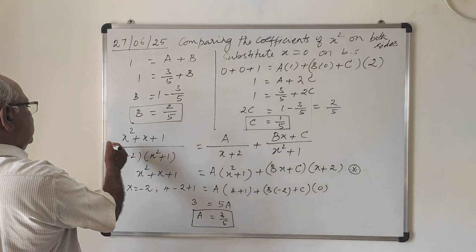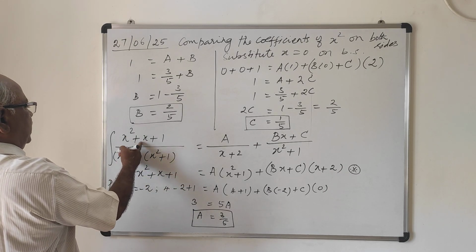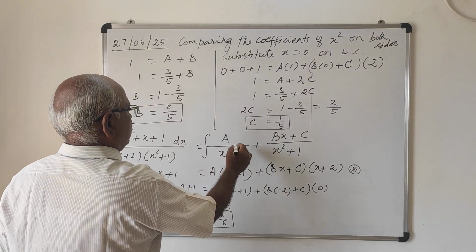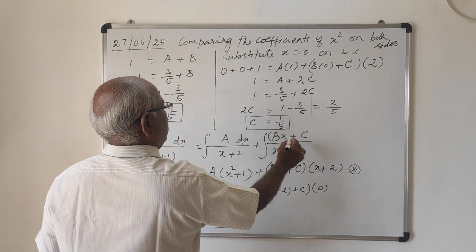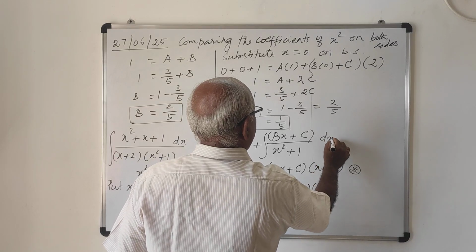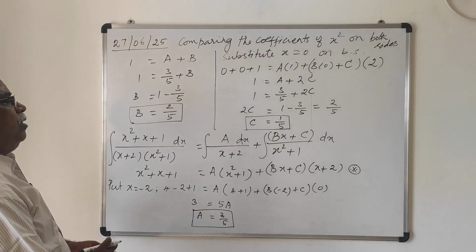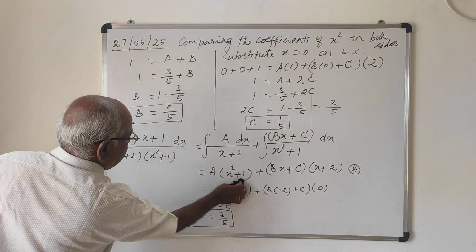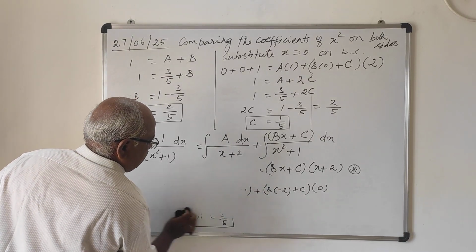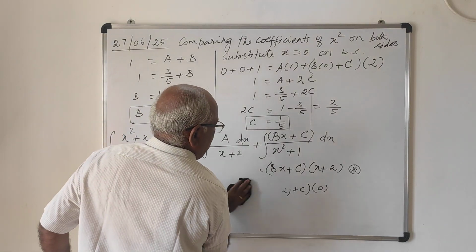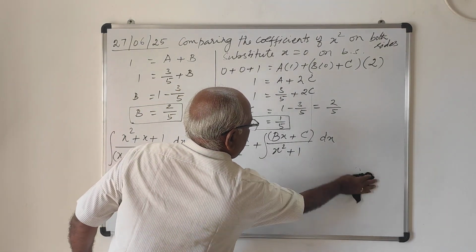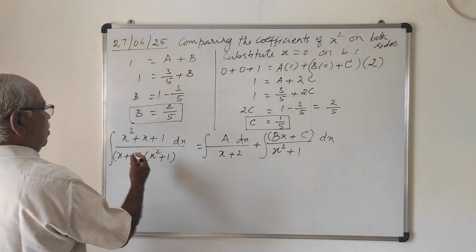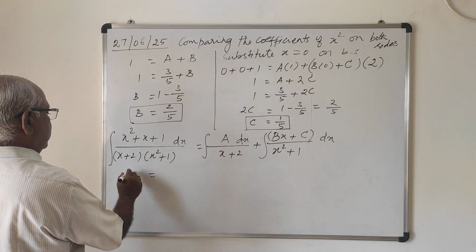Now you substitute in this integral: integral x square plus x plus 1 by x plus 2 into x square plus 1 dx equal to integral a by x plus 2 dx plus integral bx plus c by x square plus 1 dx. In this integral, we have to substitute the values of a, b and c. That is, listen. a is 3 by 5 and b is 2 by 5 and c is 1 by 5.